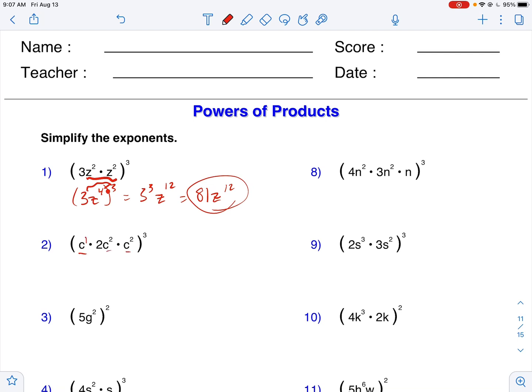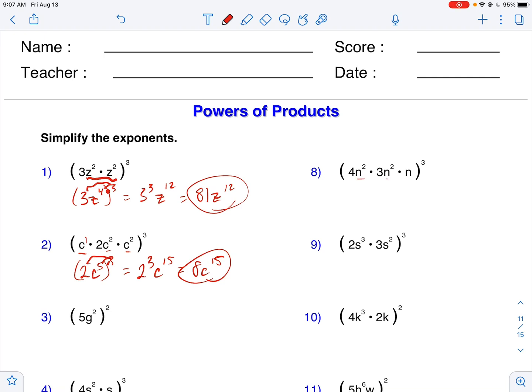C. One of them, two of them, and two of them makes 2c to the fifth, all of that to the third. It goes to the 2, it goes to the c. So that's 2 to the third, c to the 15th. They multiply. So that becomes 2 times 2 is 4, times 2 is 8, c to the 15th.